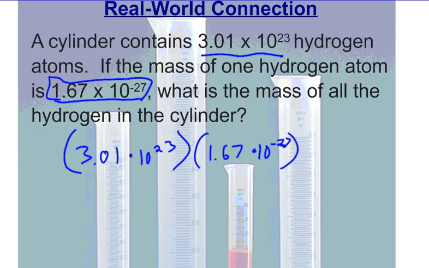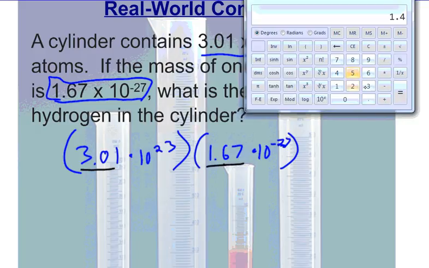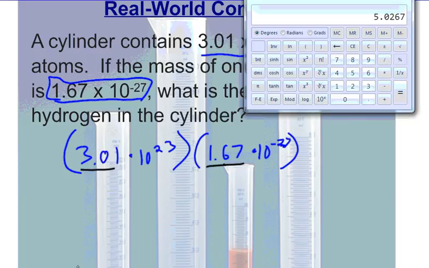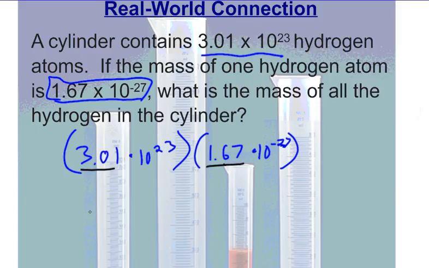Next, we're going to multiply the constants together. So 3.01 times 1.67. I'm going to use my calculator for that. 3.01 times 1.67 equals 5.0267. What's awesome about that is that it is between 1 and 10.